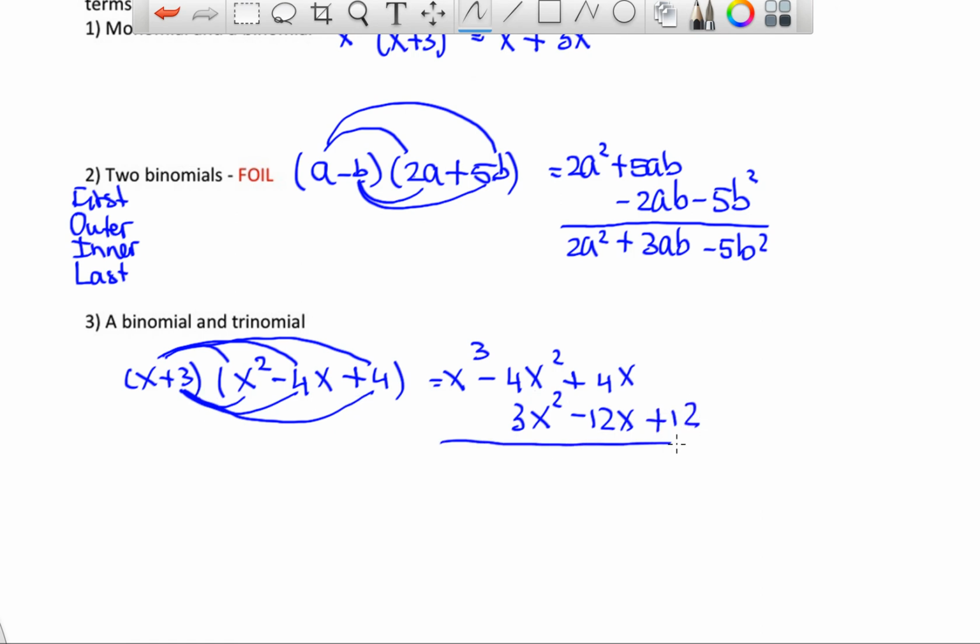And then you add things that belong together, so the x cubed doesn't have anything to combine with, but a negative 4x squared plus 3x squared would be minus 1x squared. So we usually drop the 1 then. And then 4 minus 12 is a negative 8x, and then the 12 is on its own. So then your final answer looks like this.